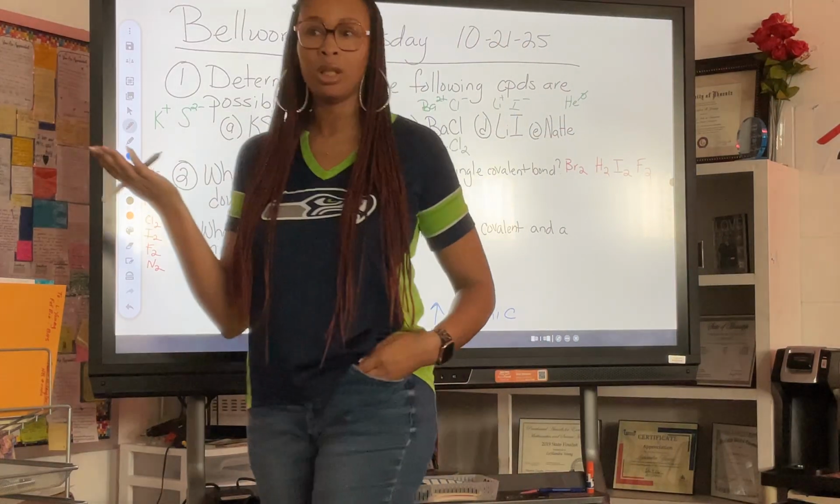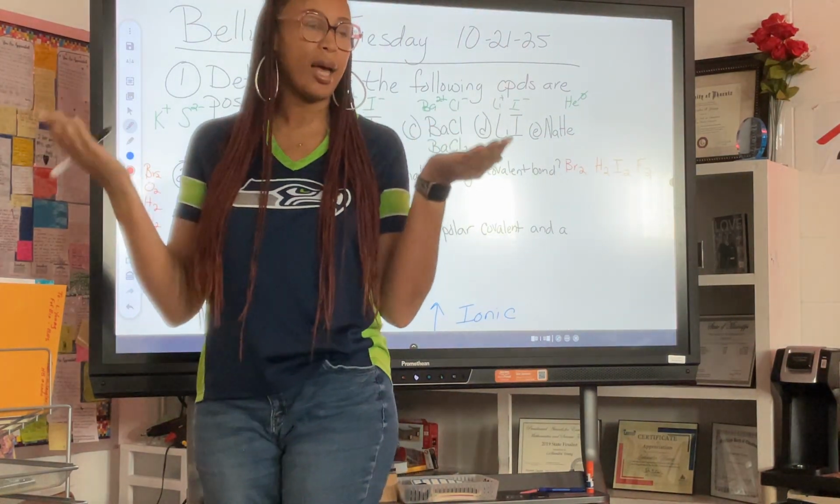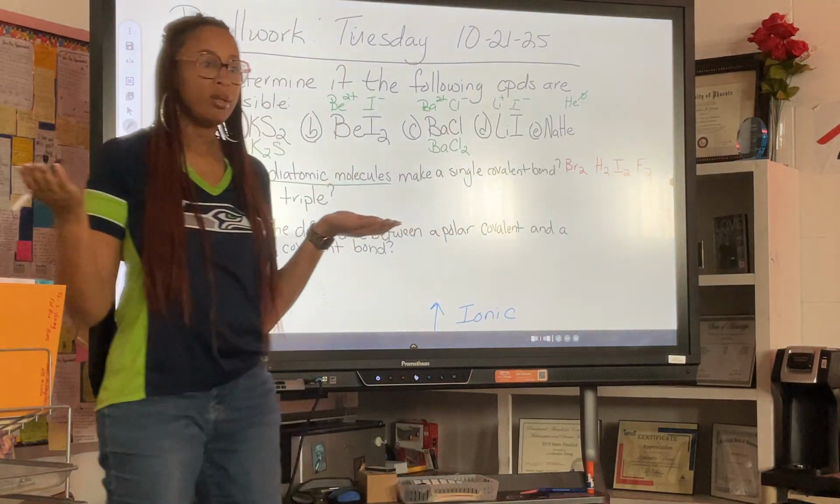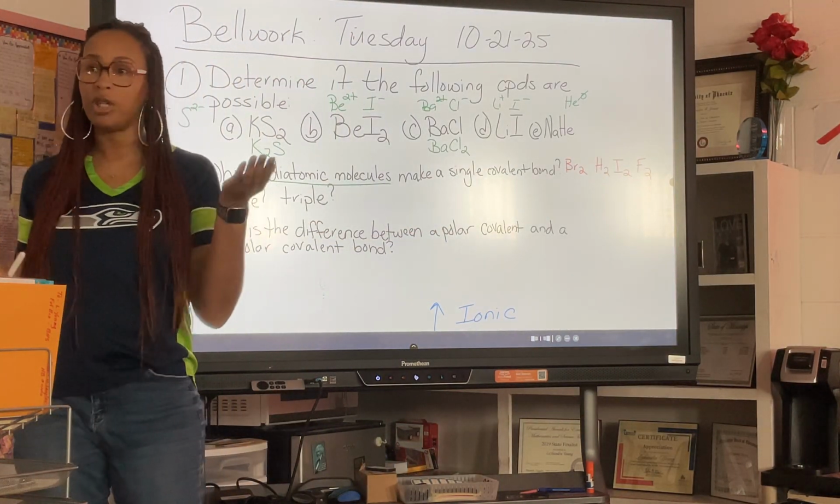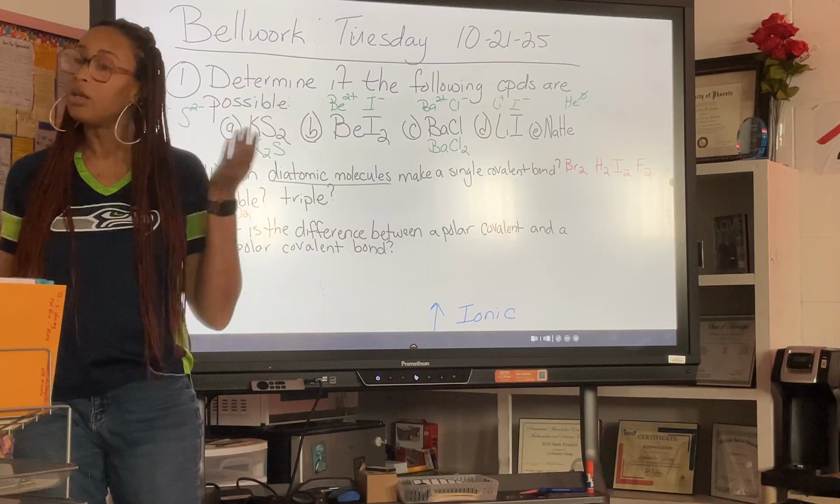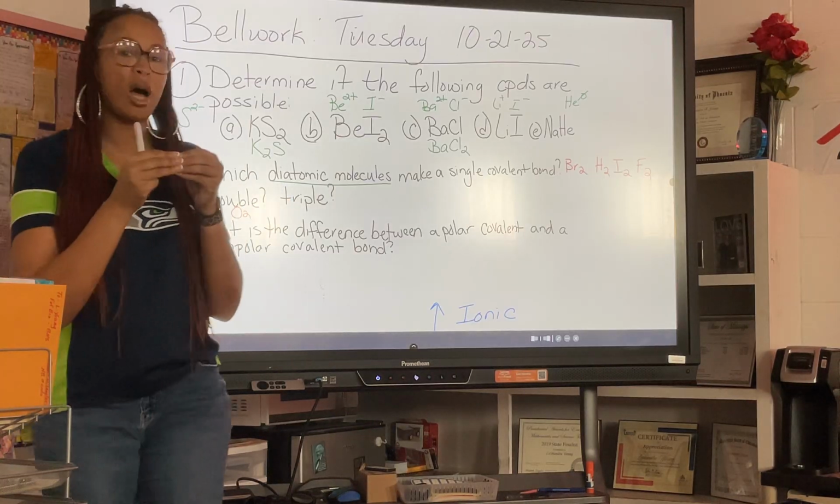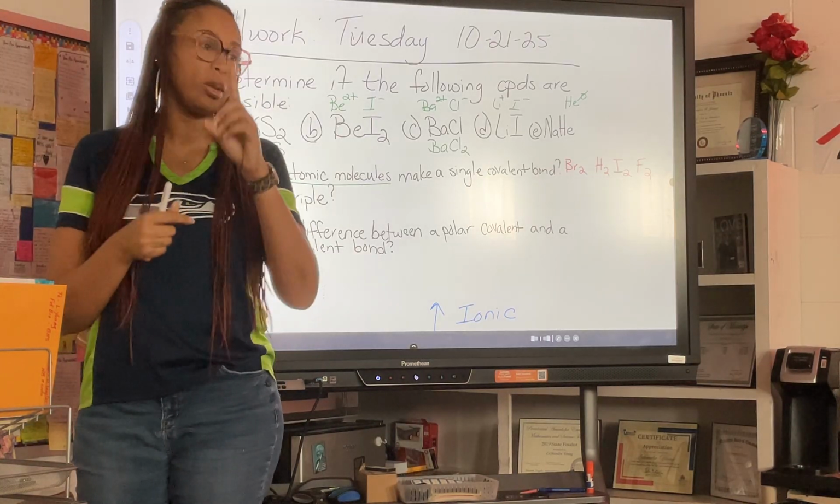Alright, so what do I notice about the ones that make a single? They're either a halogen or hydrogen. Because my halogens can make how many bonds? 1. And hydrogen can make how many bonds? 1. So they can only make single bonds. Remember, that's why they can't be central atoms, because they can only make 1 bond.